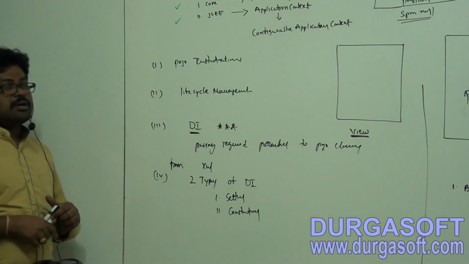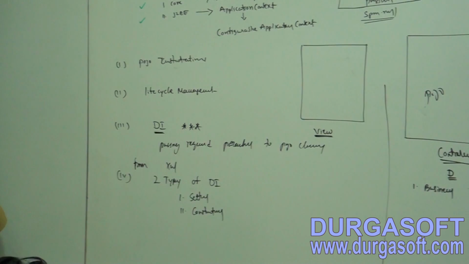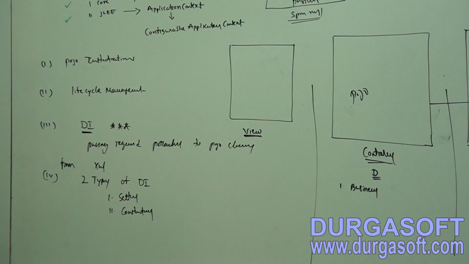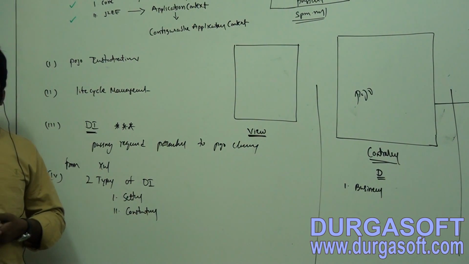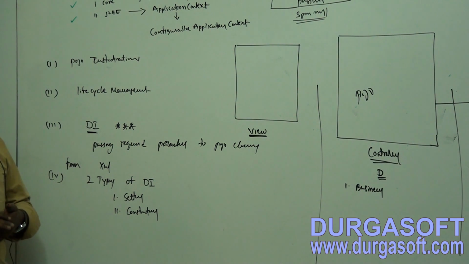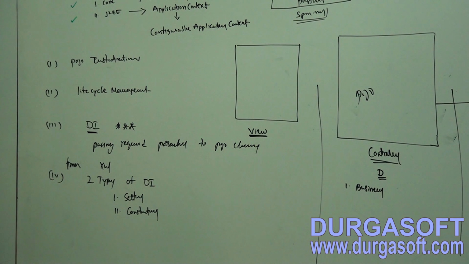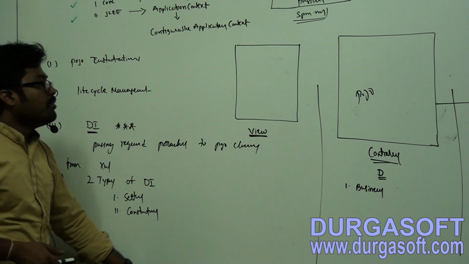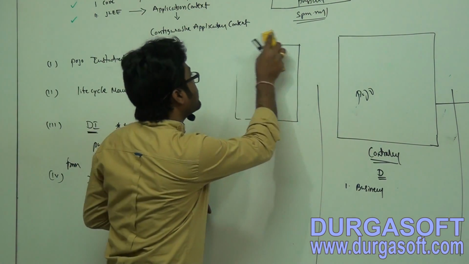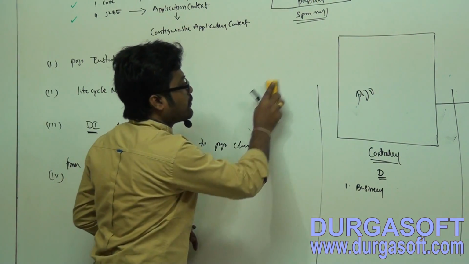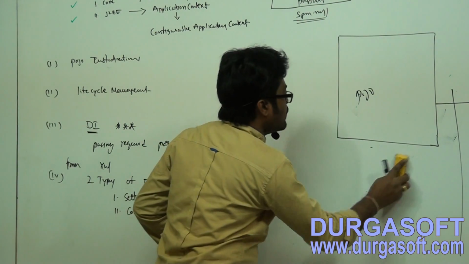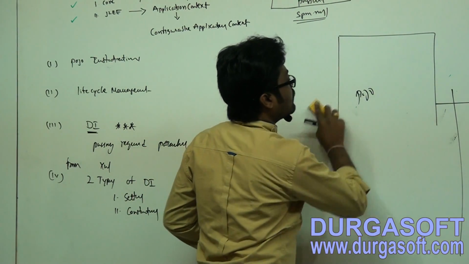If you want to pass data to a class, you can pass it only through a setter method or a parameterized constructor. By using interfaces you can't supply data to a class. So there are two types of dependency injection, setter and constructor. By using setter you can inject data, and as well by using constructor you can inject data. I'll show you one simple example.